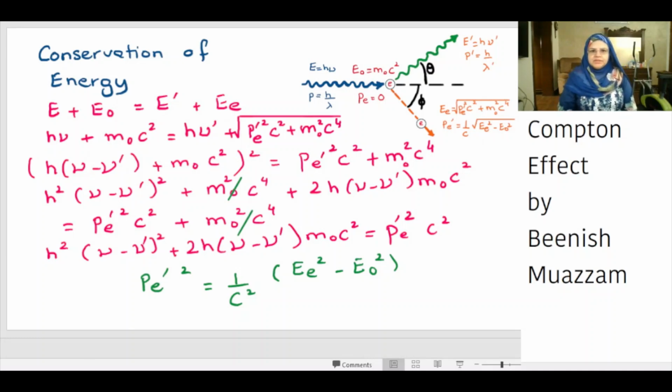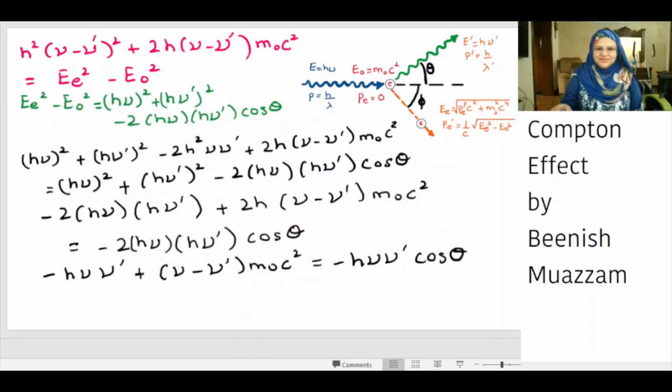We will square both sides and cancel m₀² c⁴. We will substitute the value of pe prime² is equal to 1 over c² [E² minus E₀²]. The final expression that we get using conservation of energy is [h(nu minus nu prime)]² plus 2h(nu minus nu prime)m₀c² is equal to E² minus E₀².